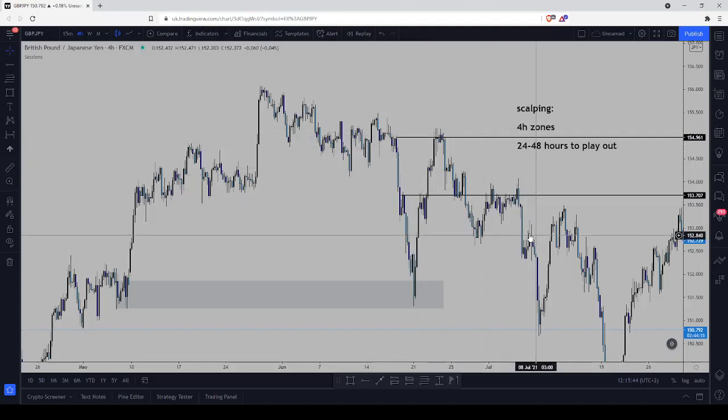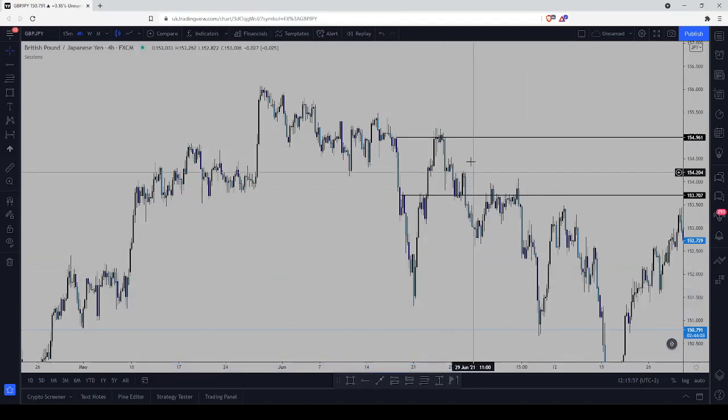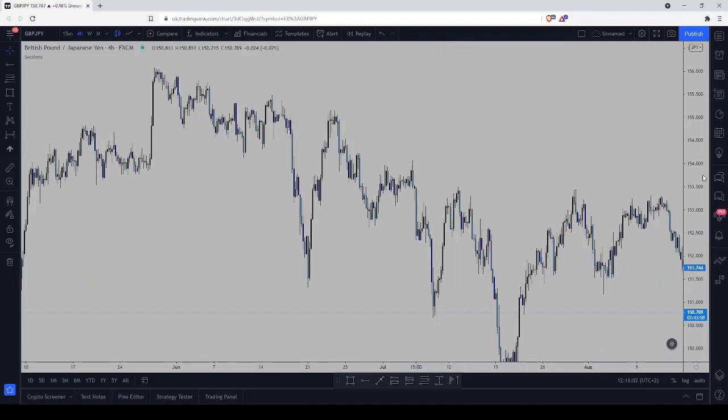Obviously, it's not always like that. Sometimes it's a bit slower. But yeah, this would basically be a scalp for us. This is intraday stuff, so it goes pretty fast. So yeah, these would basically be the main differences between scalping and swinging for us according to our rules.